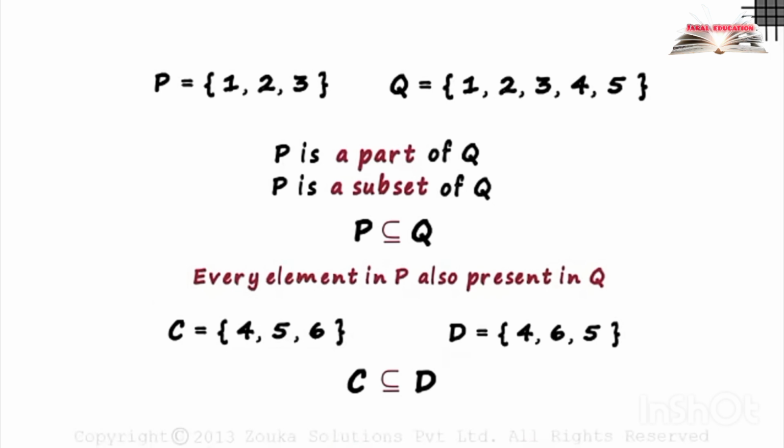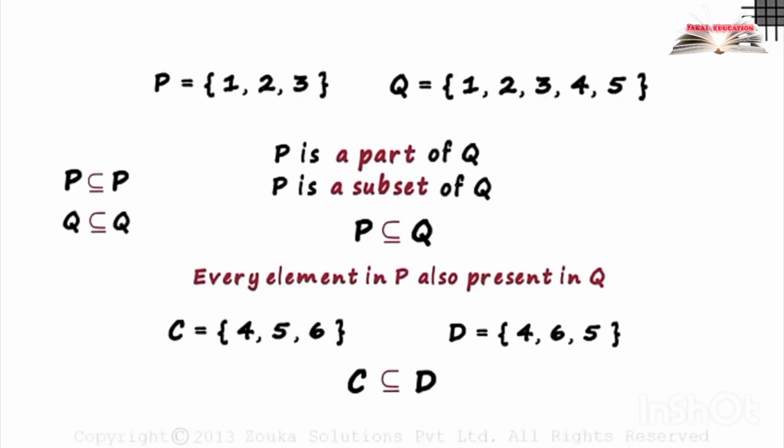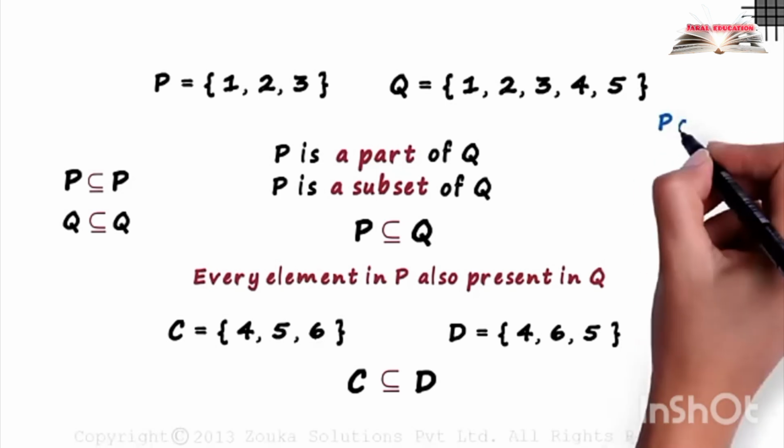This also tells us something more. It tells us that every set is a subset of itself. P is a subset of P, Q is a subset of Q, and so on. For some reason, this does not seem entirely correct, and that gave rise to a new concept of proper subset.